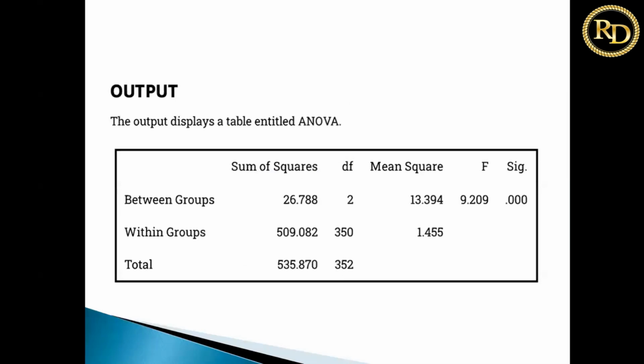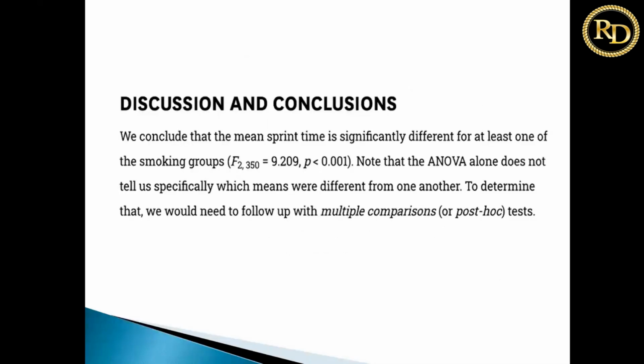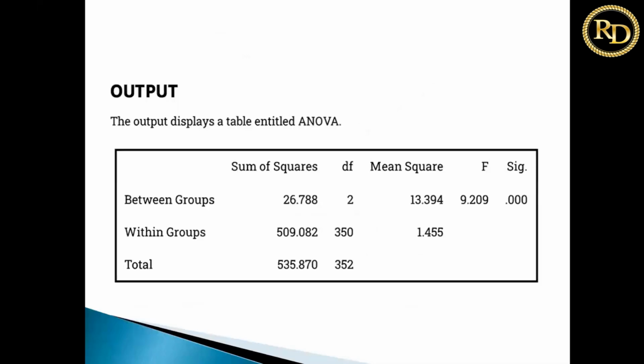Then the output will be opened, and you can also plot the graph of that. So from this one-way ANOVA table, you can see the p-value is very much less than 0.05. So on the basis of the p-value, we conclude that the means of the three groups are not the same.